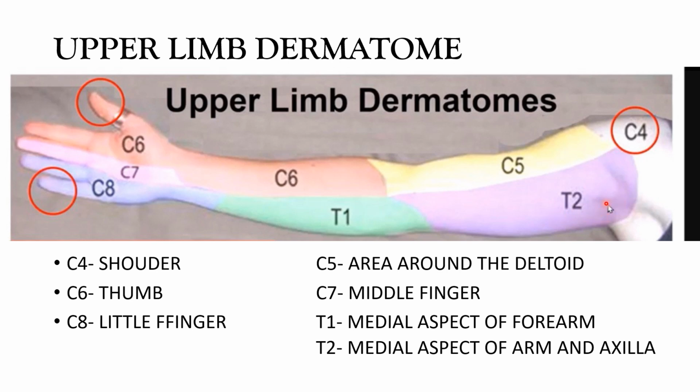Again, for the upper limb dermatome: C4 is the shoulder, C6 is the thumb, C8 the little finger. C5, the area around the deltoid. C7, the middle finger. T1, medial aspect of the forearm. T2, medial aspect of the arm, and then the axilla.